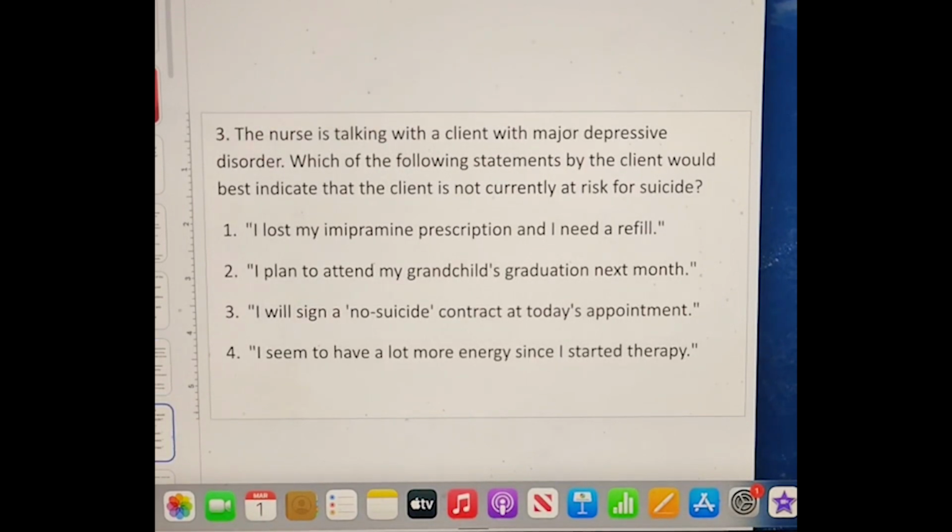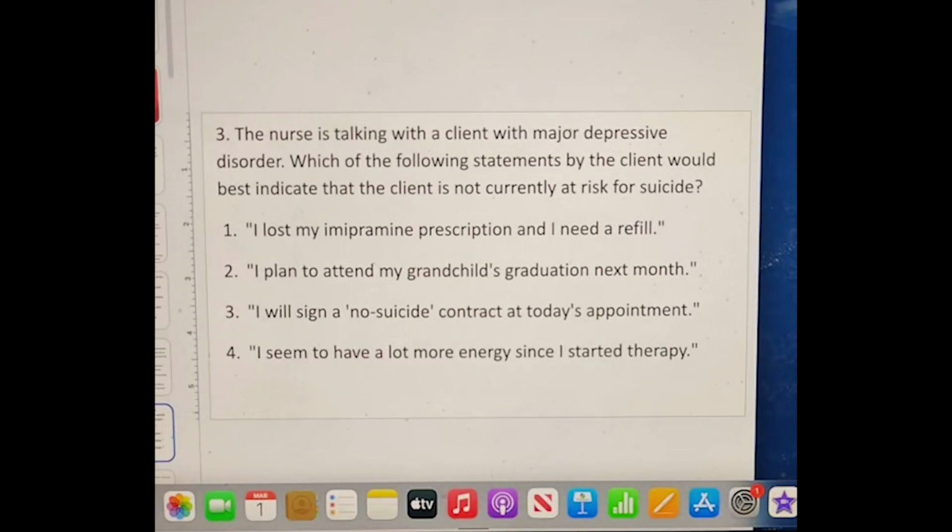Here we go. Question number 3. The nurse is talking with a client with major depressive disorder. Which of the following statements by the client would best indicate that the client is not currently at risk for suicide? So which one? The key word is not at risk.